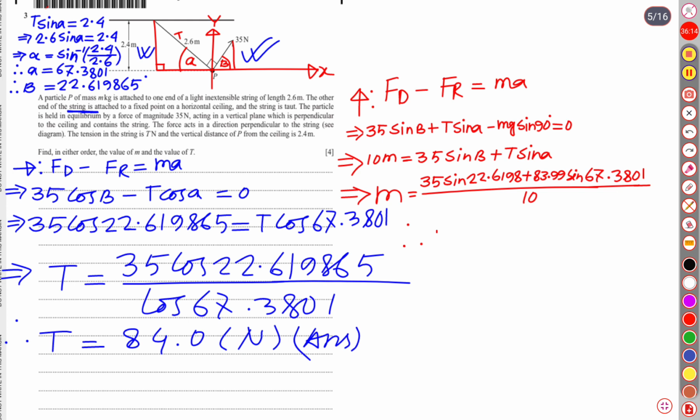So the mass of particle P is going to be, if we use our calculator, 35 sine 22.67 plus 83.99 sine 67.38 is equal to 9.099. That means if we round it up to three significant figures, it is going to be 9.10. So that is the final answer to this question.